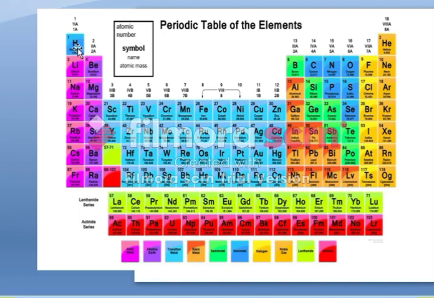But what will happen when we move from top to bottom in a group? Then as the atomic size goes on increasing, the hold of the nucleus over the valence shell electron will decrease at the bottom, and it will be easier at the last to remove the electron from the outermost shell. So hence you can see here that ionization energy will decrease as you are moving from top to bottom in a group.